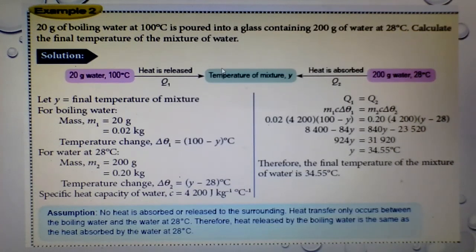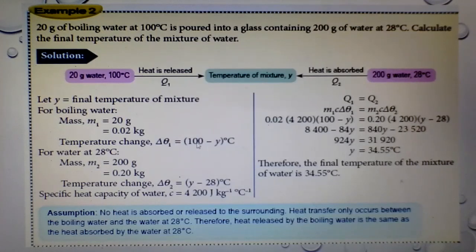Meaning the temperature becomes constant, no longer increases. That one we call the final temperature, or temperature at thermal equilibrium. We mark it as y. Let y equal the final temperature of the mixture. For boiling water, we put m1, the mass changed to kilogram, 0.02 kg. Temperature change, delta theta 1. This is the hot object. When it releases heat, its temperature drops, meaning the value of y is smaller than 100.